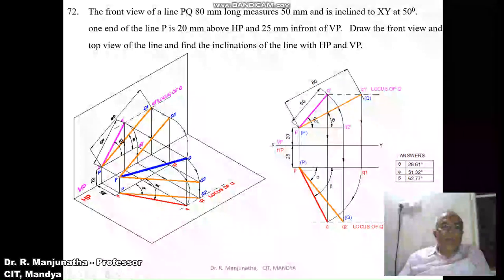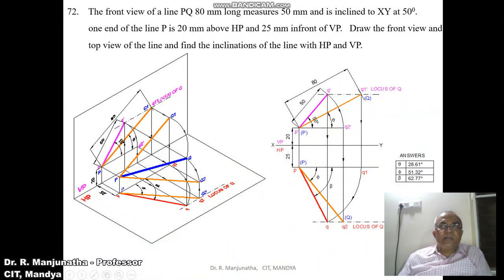When you are rotating in space, when you look from the front view, the rotation will be on the vertical plane, with P dash as center, taking the radius of P dash Q dash, and drawing an arc such that both P dash and Q dash are above HP by 20 mm. Now the line is parallel to HP. Then when you project that point onto the locus of Q, you get the top view true length. So this is how we are able to analyze in three dimensions.